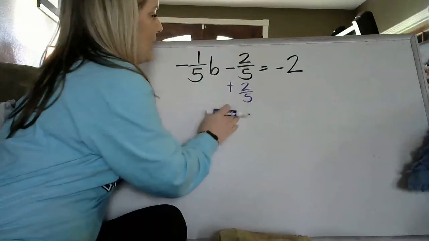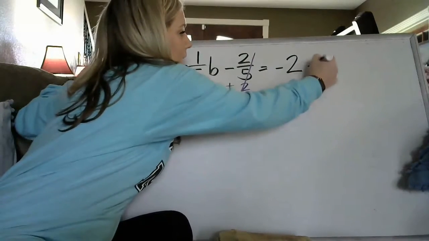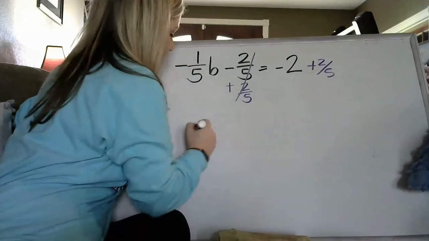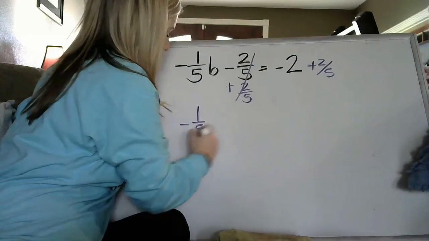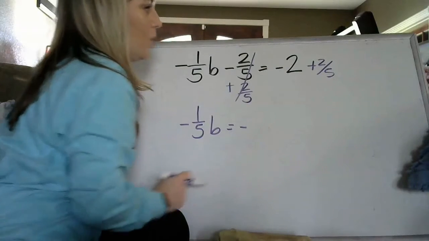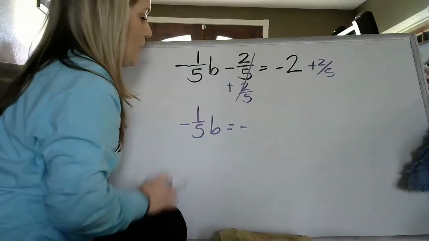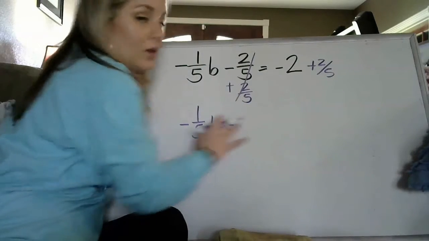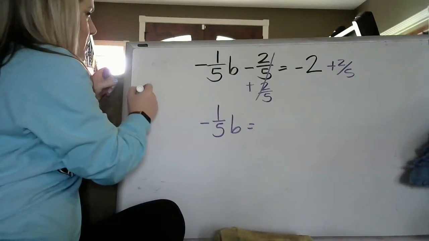Okay, so I'm going to add 2/5 here. So if I add 2/5 here, I've got to come over here and add 2/5 here. So now we have negative 1/5 b times b equals negative, oh, we have negative 2 plus 2/5. So this is going to be a little bit different, okay? So let me come over here to the side, and I'll erase this in a minute.